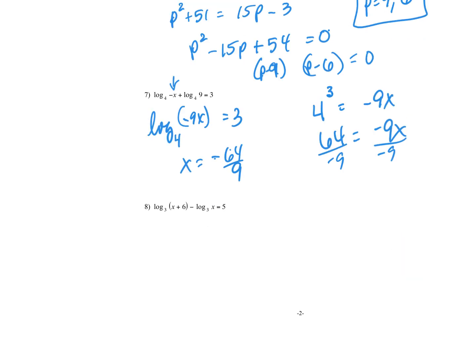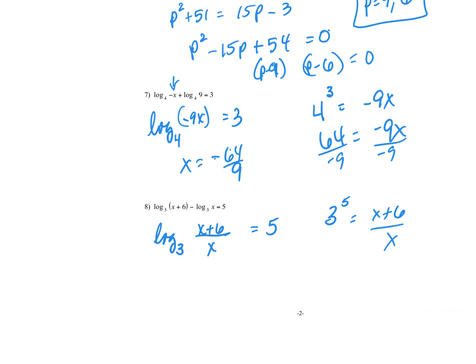So here we have a negative. So on the left, we change it into 1 log, and we put the numerator as the first guy and the denominator is the second guy, equals 5. But there isn't a log in both sides, so we have to change it to exponential form. So 3 to the 5th equals x plus 6 over x.